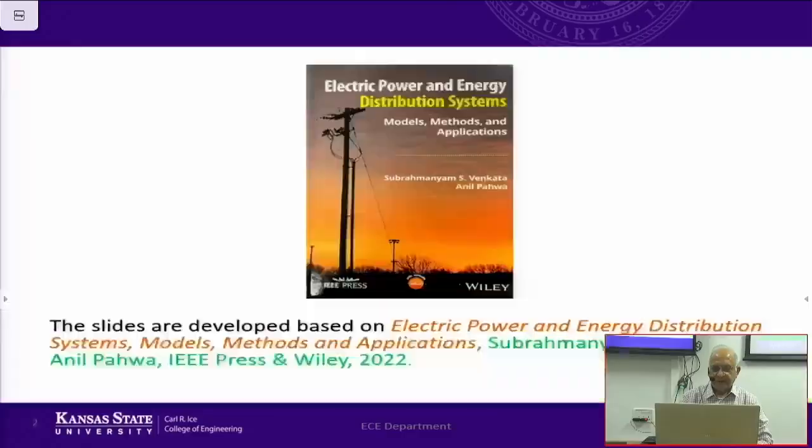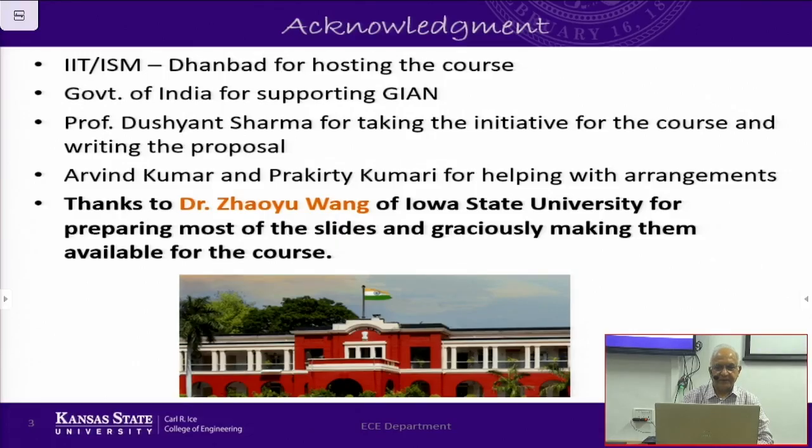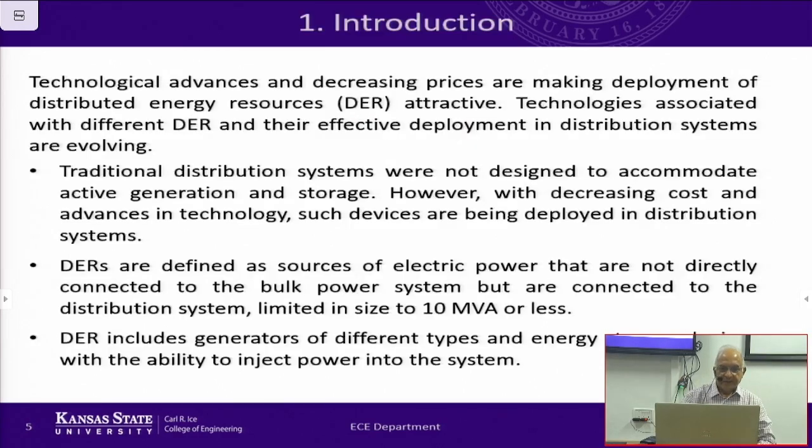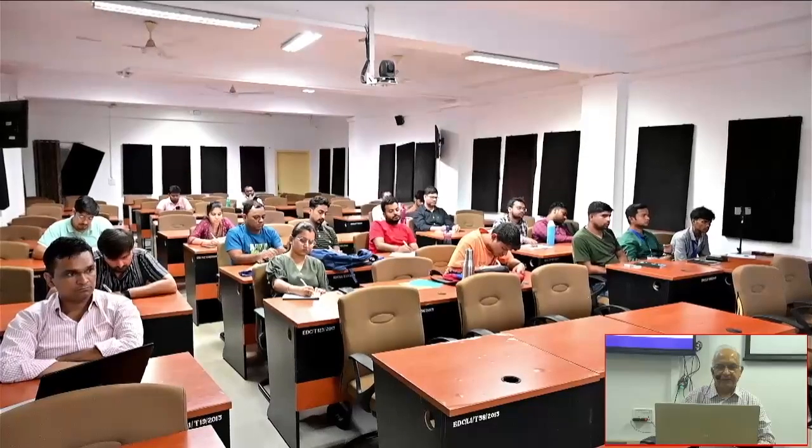Okay, so next one, again, basic starting slides of acknowledgements, and we're going to talk about renewable energy resources, the next topic. Why talk about renewable energy resources? Because the prices of distributed resources have come down, and so it is becoming attractive to deploy them in distribution systems.